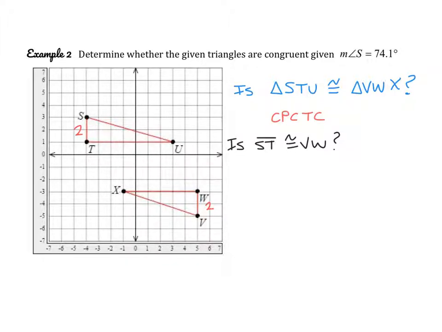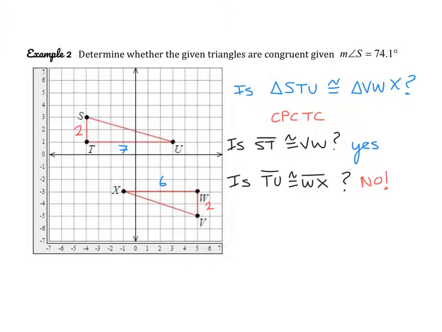So yes, our first corresponding sides are congruent. Let's look at the next pair of corresponding sides. So here I have TU and WX. Let's see if those are congruent. So let's say, is TU congruent to WX? And so if I count over on this one, I can see that this has a length of 7, but WX has a length of 6. So here we say no.